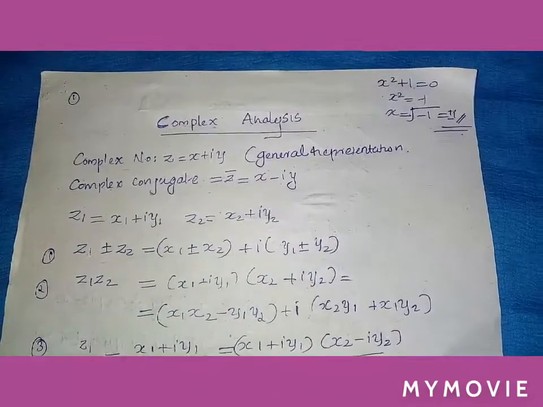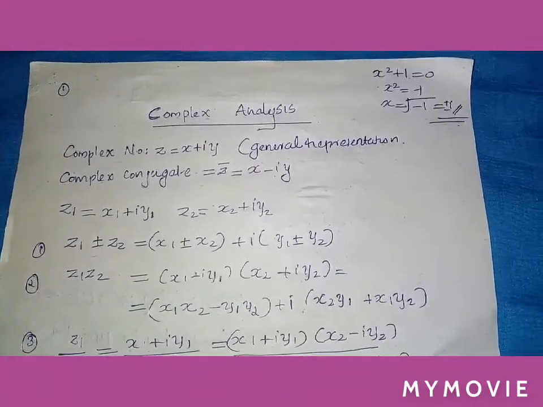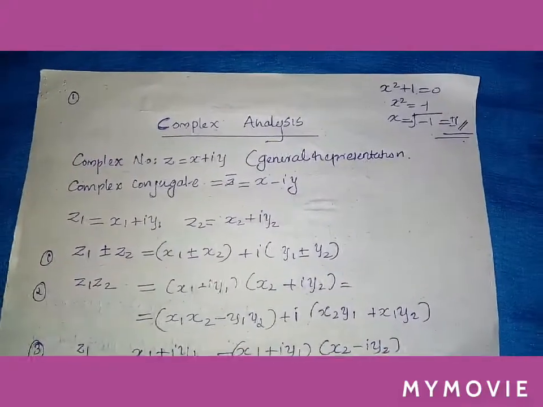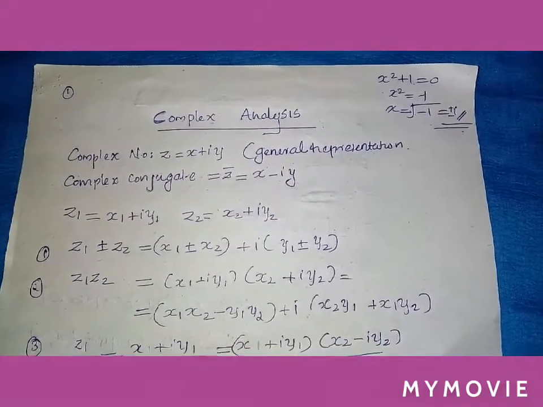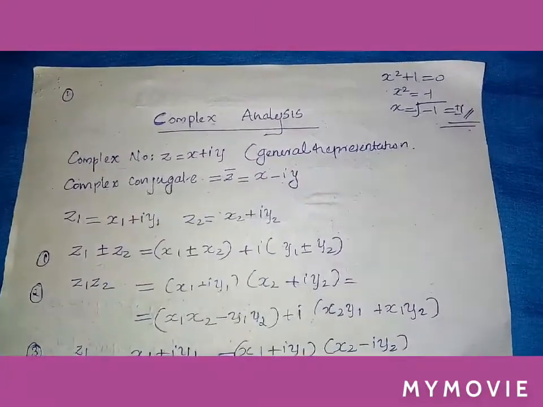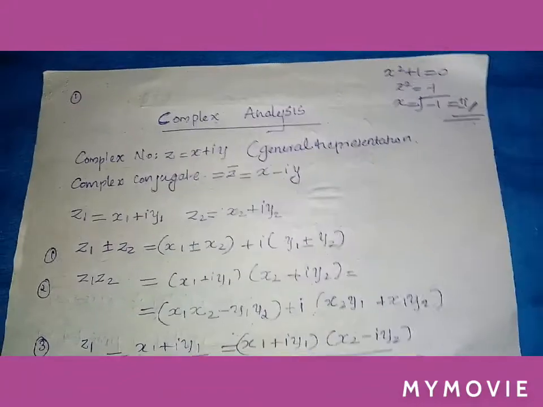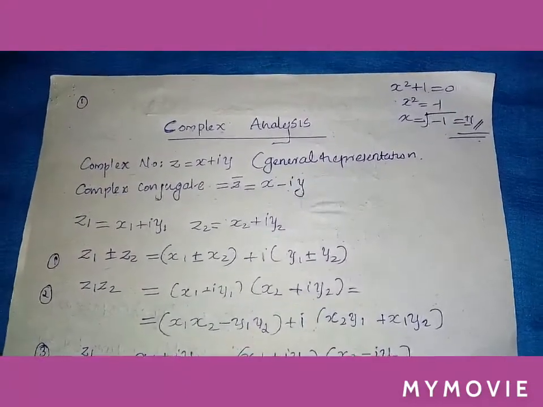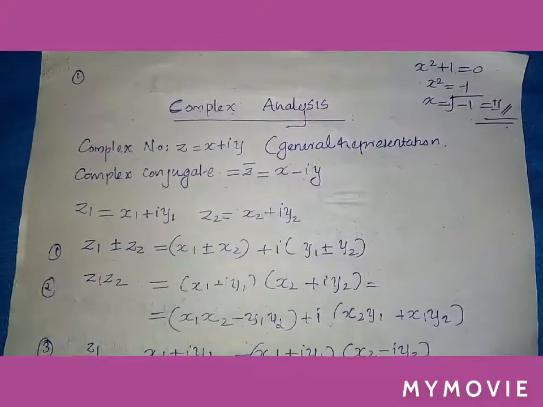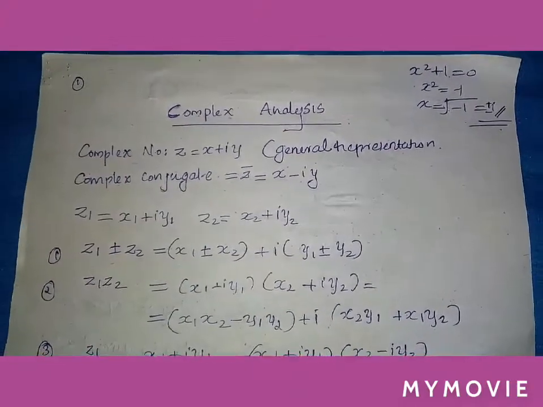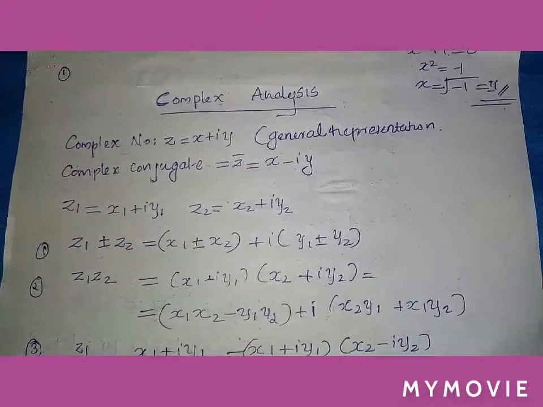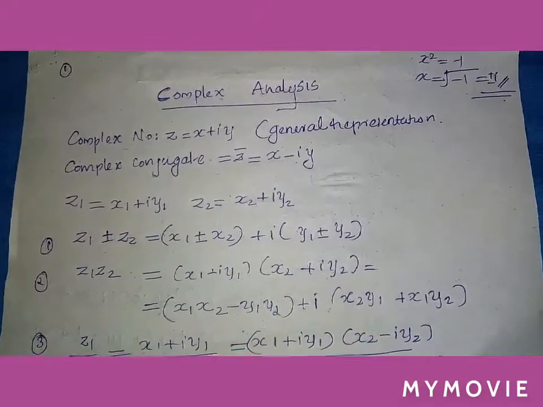introduced here, that is the general representation of a complex number, that is z is equal to x plus iy, where x is the real part and y is the imaginary part. And the complex conjugate is z bar, that is just a sign change of the imaginary part of the complex number. So z bar is equal to x minus iy.